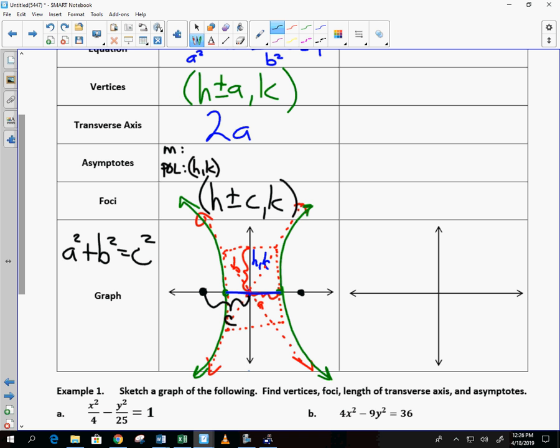Slope we describe as rise over run. Look at the box. The box tells you your rise over your run. What is your rise? b. What's your run? a. And one is positive, one is negative. So plus or minus b over a. Of course, you all remember that the equation for a line is y minus y1 is equal to m times (x minus x1). So the y1 value will be k, so y minus k equals plus or minus b over a times (x minus h).